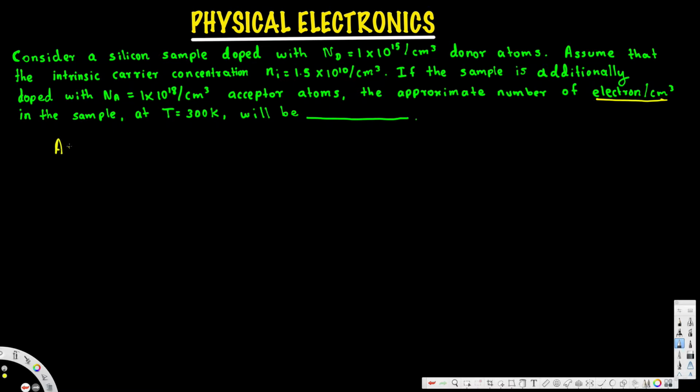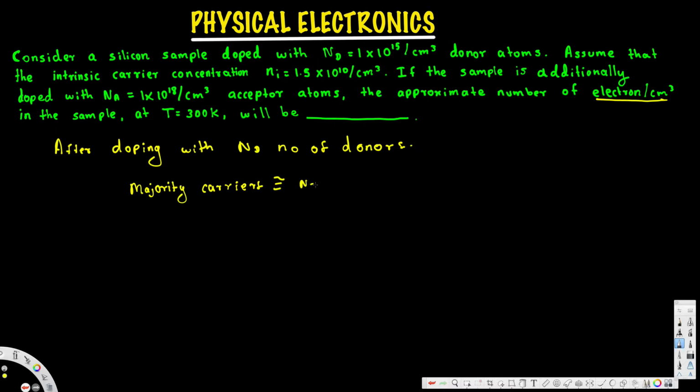So we can say after doping with Nd number of donors, majority carriers are approximately equal to Nd, that's going to be 1 × 10^15. Okay, so it's basically the donors added.